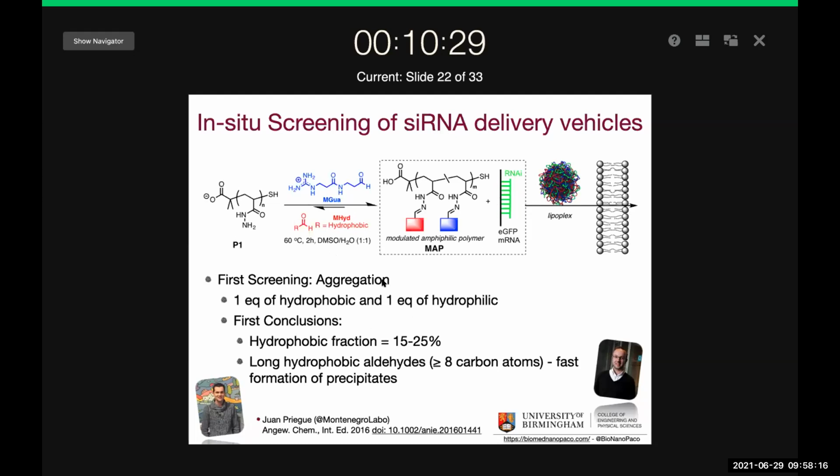Sometimes what you will see is that the system aggregates because you're using very hydrophobic components, and the magic number tends to be around 50%. There are tricks around this. You can use large hydrophobic aldehydes, which form fast precipitates. Eventually, if you formulate them properly, you're good to go.